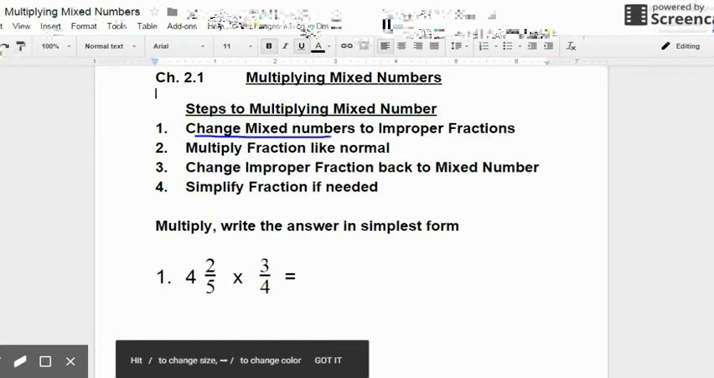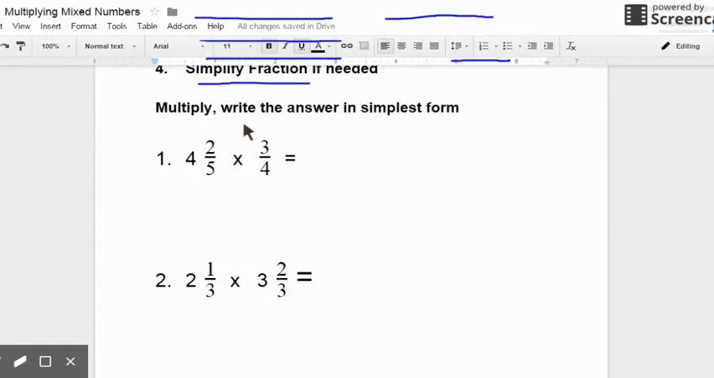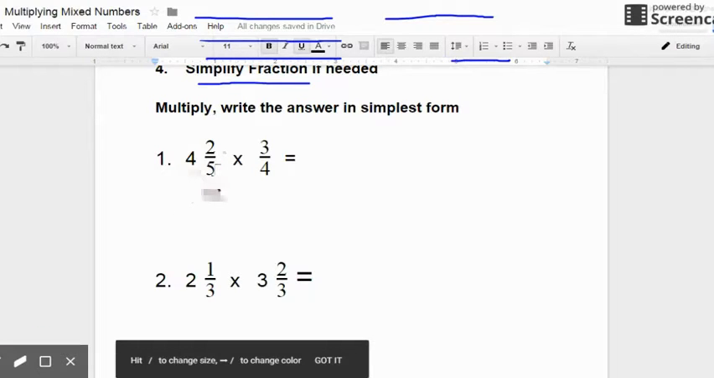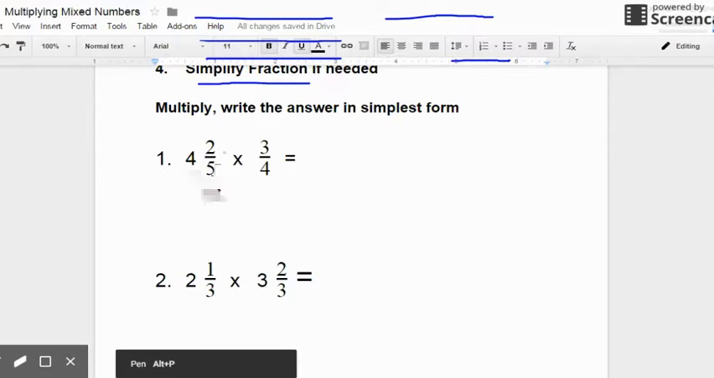So let's go ahead and take a look at some examples. Okay, so here we're going to multiply and write the answer in simplest form. Of course, simplest form is always the way we want to leave fractions. So 3/4. So the only one we have to change here is this first. The second fraction is already in the correct form. So let's go ahead and change this to a mixed number.